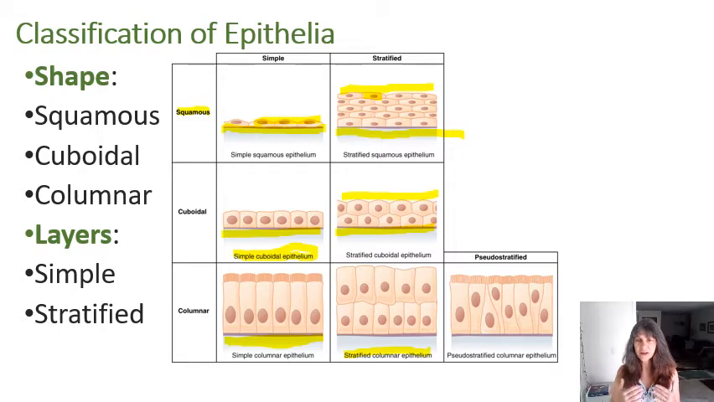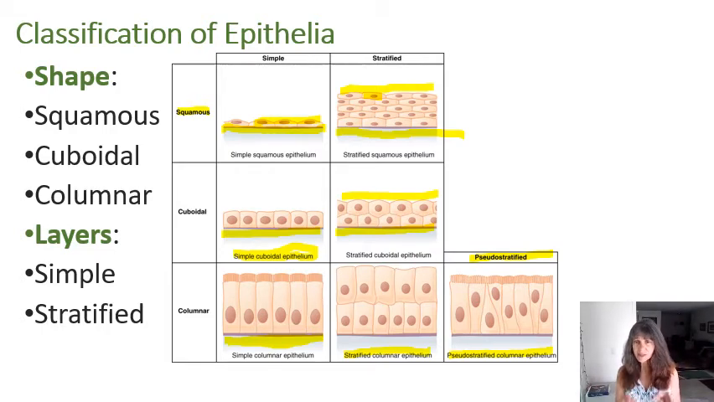With stratified columnar epithelium, these are true layers of cells. If you take a look at this particular picture to the right of the stratified columnar epithelium, you'll notice the term pseudostratified. Pseudostratified columnar epithelium is false layers.